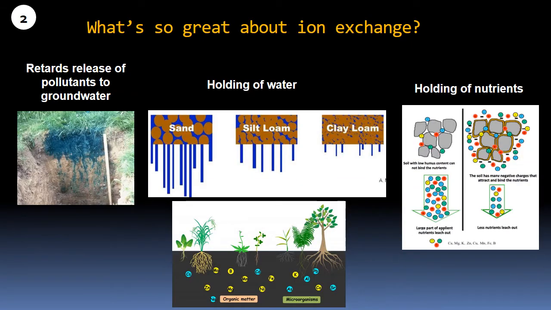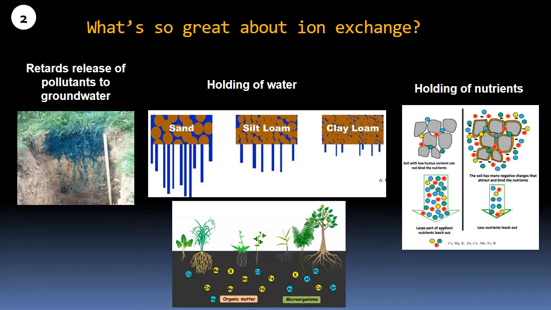Now, charges and surface area: what is so great about this, and how is it related to ion exchange? Well, if you have more charges and more surface area in your soil, it means you have more ability to control and absorb a lot of things in that soil. So, for example, you can have more control of pollutant transport.